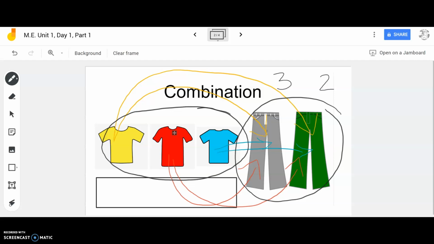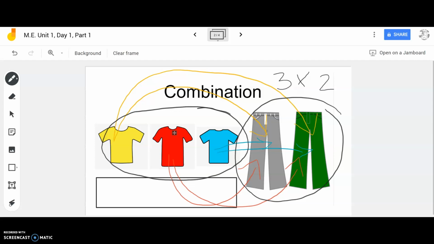But if I added them, 3 plus 2 does not equal 6. And I knew that I had 6 combinations by the way I drew my picture. So that's not the right operation. Let's try something other than putting them together. Subtraction is when I take things away. Dividing is when I take things away and break them apart. So then, does multiplication work with combinations?